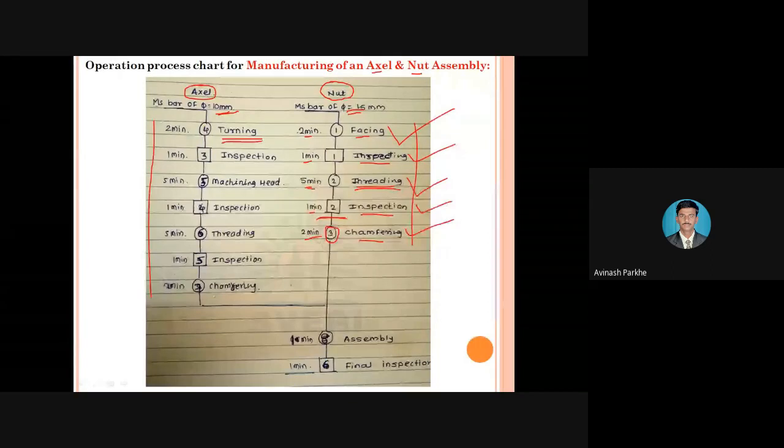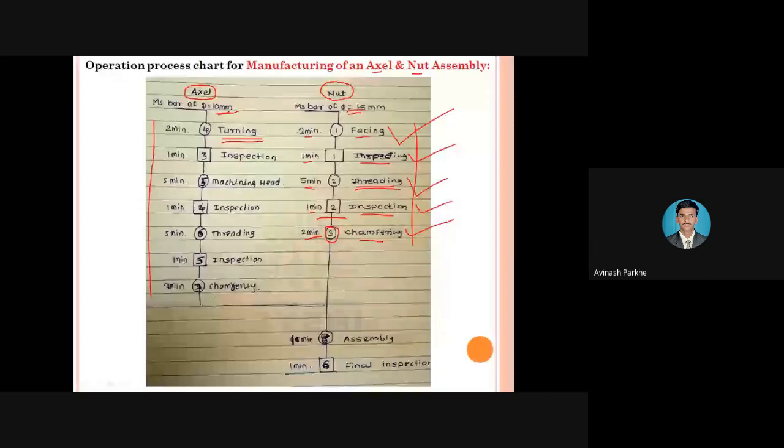You can see the first operation will be performed as a turning, and that operation is represented by the circle. But at the center point, what is the number? 4 number is given. Why? Because we are manufacturing that nut and axle by using the same machine only. For the manufacturing of the nut, initially I performed the facing, threading, and the chamfering. That means 3 operations were performed by using the same lathe machine. Now I have to perform the 4th operation as a turning, but it will be performed on the second material, that is raw material having diameter 10. Therefore, here I have not used the number 1.